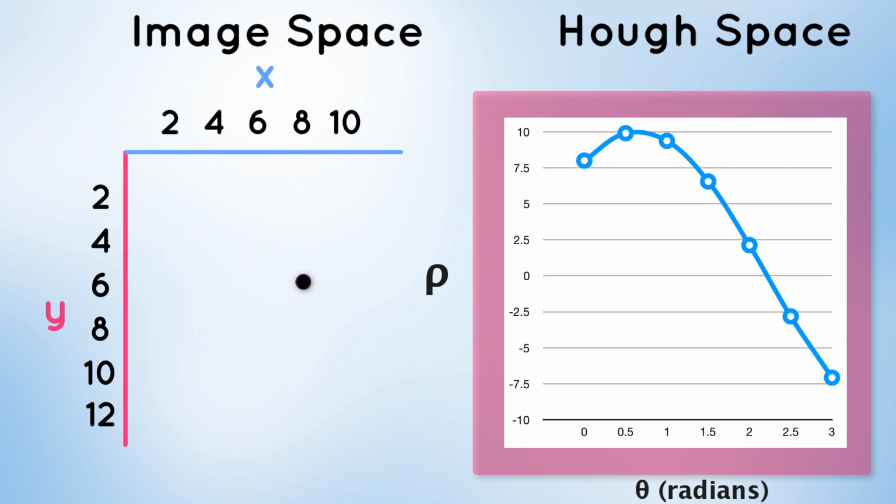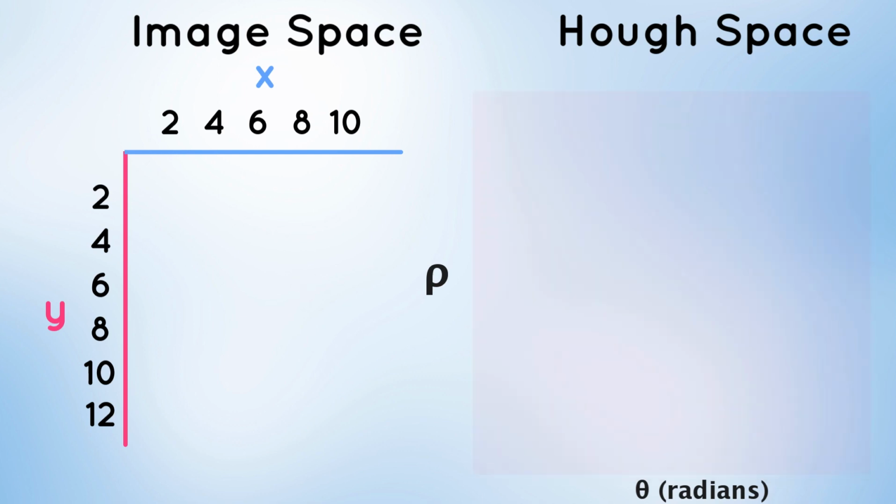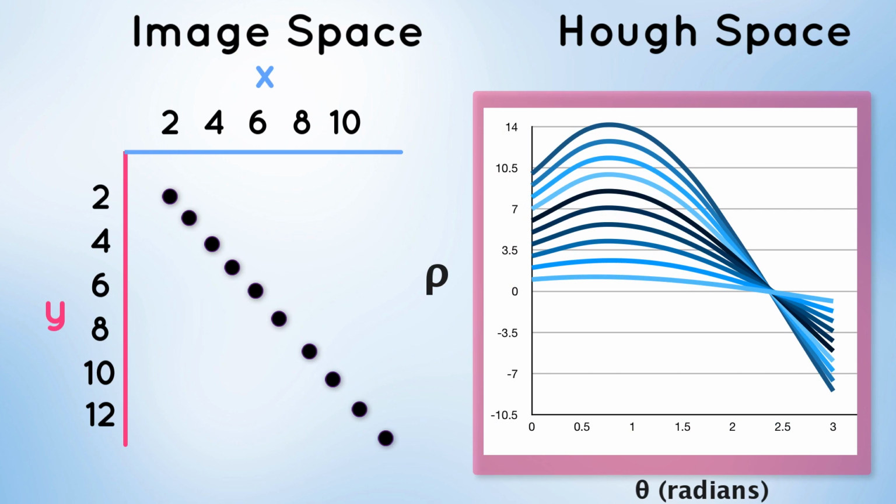This might look a bit intimidating, but the concept is the exact same, because imagine instead of 1 point, we had 10 points, which in turn results in 10 sinusoidal curves. As previously noted, if the curves of different points intersect in Hough space, then these points belong to the same line, characterized by some rho and theta value.